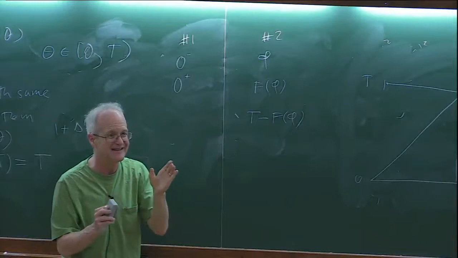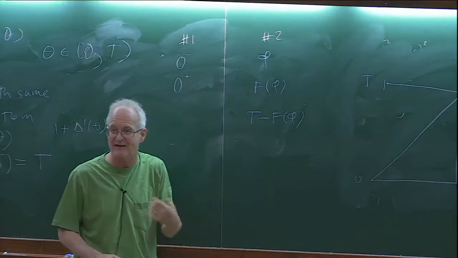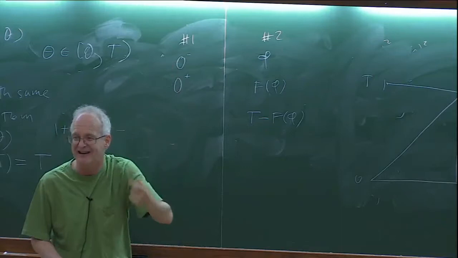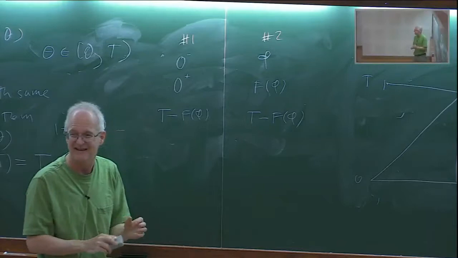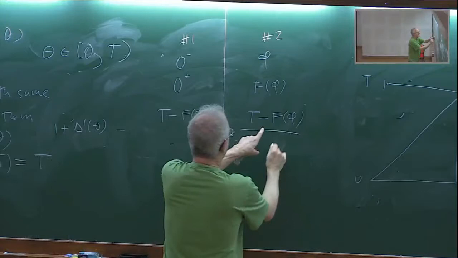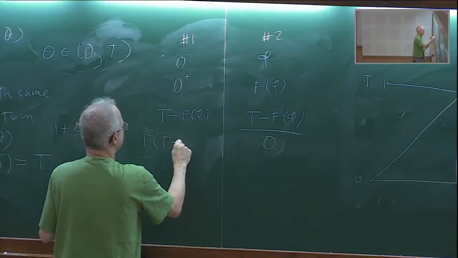Well, this guy will fire at this point. How far has this guy advanced when this guy is about ready to fire? d theta 1 dt is 1, so he's advanced exactly this amount of time. So this guy is now at T minus f of phi, okay? And this guy, because this is the point at which he fires, he is now reset to 0. And this guy is set to f of T minus f of phi. Okay?